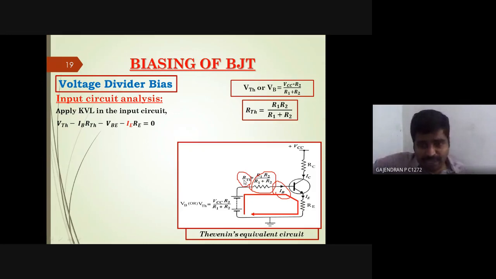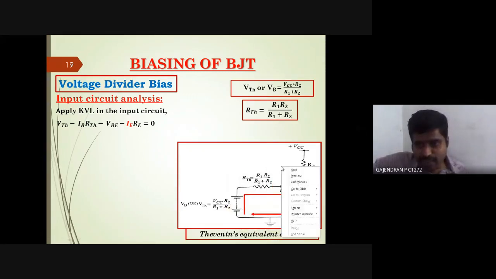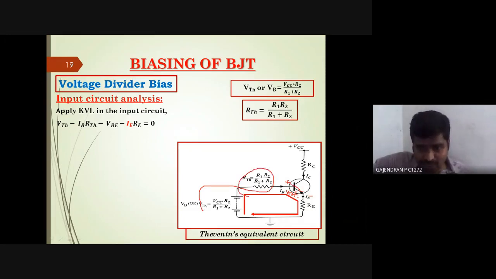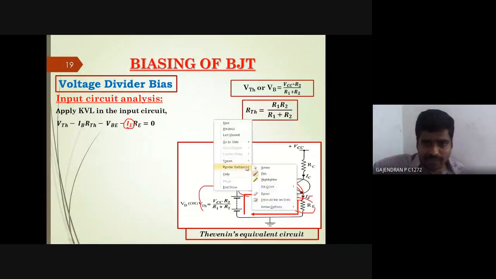You forgot VBE. Am I correct? Since they didn't mark it here, you didn't take it into account. Let me mark it here as VBE. So what are the components associated in this KVL path? VTH, the voltage drop across the resistor, the drop across base to emitter, then the drop across my emitter. Now we are going to replace this emitter current with something. What is that?